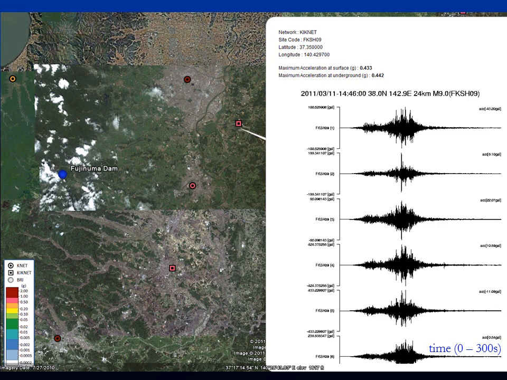In order to model the seismic behavior of Fujinuma Dam, we also looked at the ground motions that were recorded around the Fujinuma Dam itself. The circles and the squares show where seismic stations were located, and for one of them you will notice that the maximum ground acceleration was approximately 0.4 Gs.